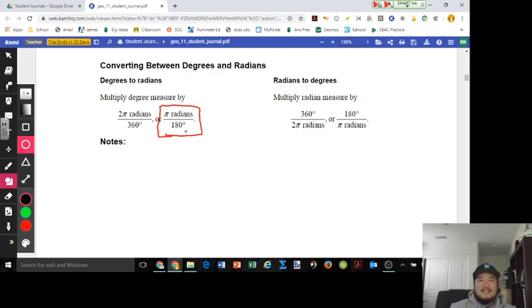Now, to go from radians to degrees, you'll start off with something in radians, and usually it'll have pi involved.